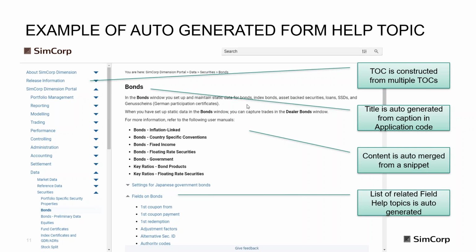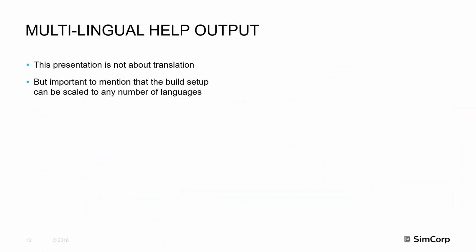Then in the bottom, the help builder will also inject a list of links to related field help topics. So basically from the window help topic, you can expand this list, and then you can find the field where you want help and click on that, and then you'll get to the field help topic. So in that way, you don't have to select the field and press Shift F1. You can also go via the window help topic.